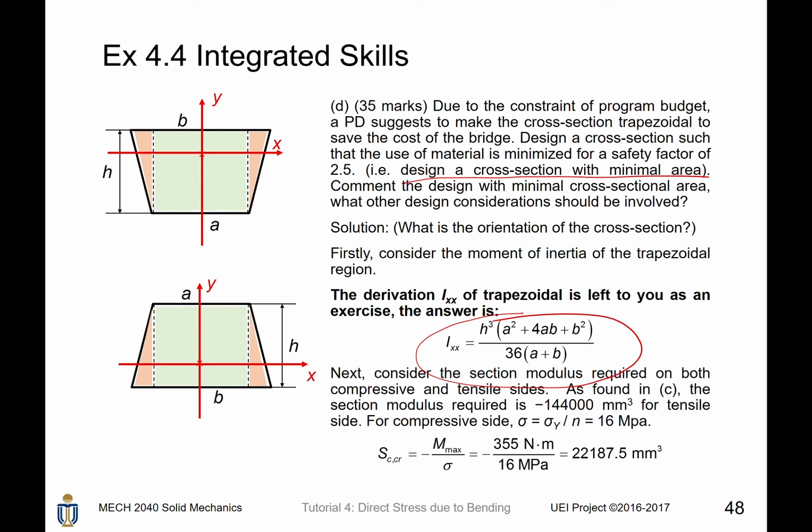Notice that the yield stress of the compressive side is 40 MPa. And by using 40 MPa divided by 2.5, you will get the allowable stress, which is 16 MPa. Then the section modulus can be found to be 350 Nm divided by 16. Remember, since we're talking about the compressive side, the allowable stress is compressive, so it is negative, and we put a negative sign here. Consequently, we get the section modulus, which is 22187.5 mm3, which is positive.